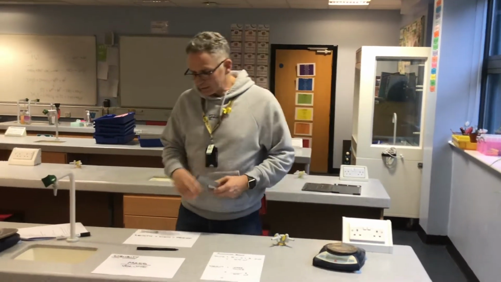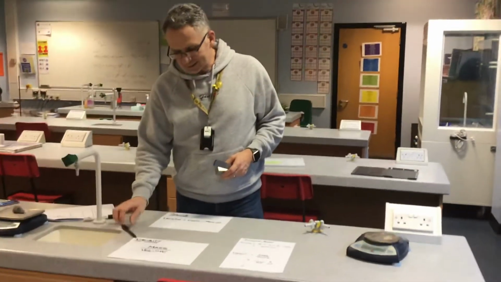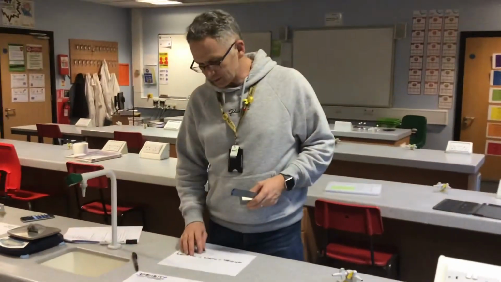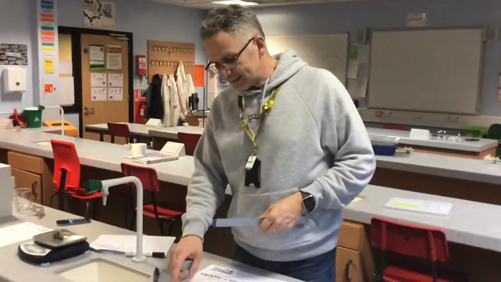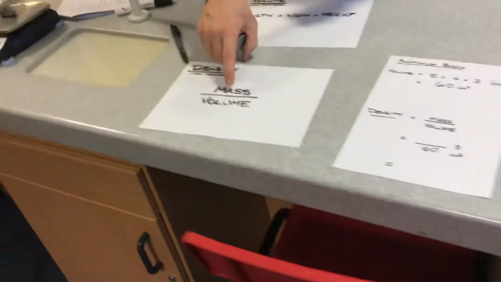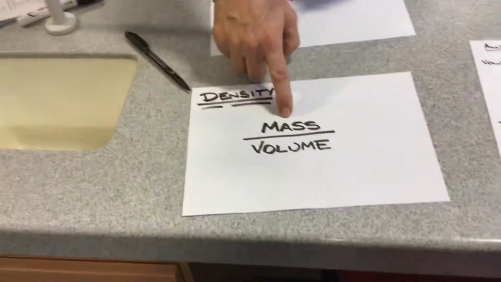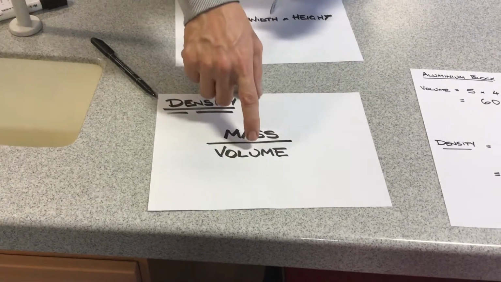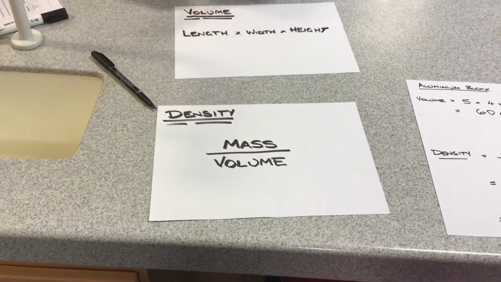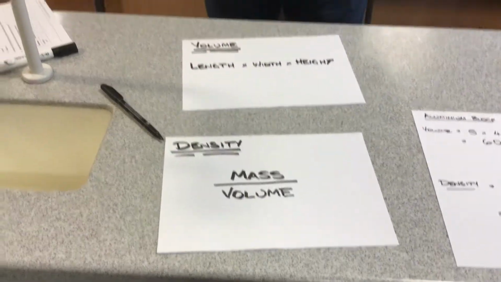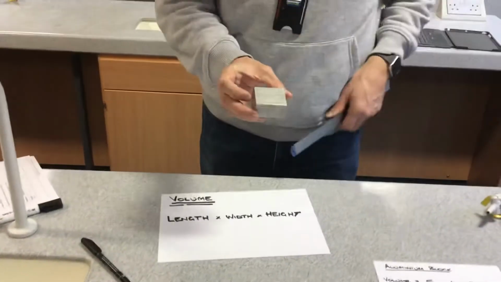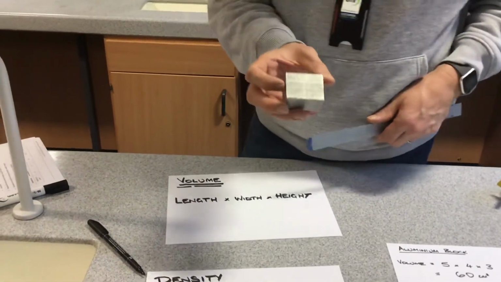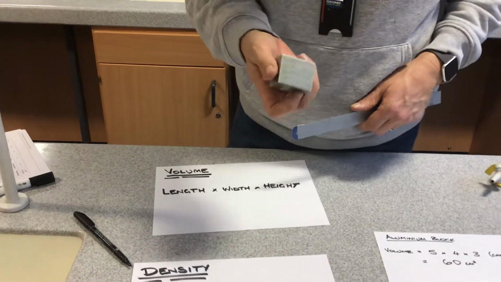Okay, today we're going to be looking at density and how to calculate the density of different objects and items. Density is mass divided by volume. Today, obviously, all of the mass we're going to be looking at in grams, and we're going to be looking at volume in cubic centimetres.